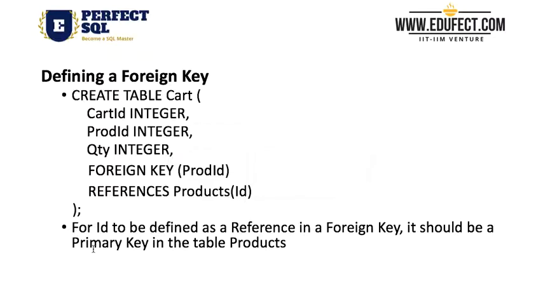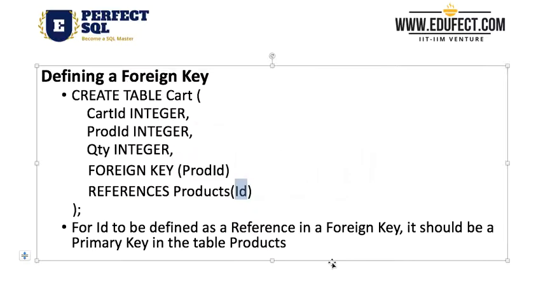Notice there is one constraint or one rule for ID to be defined as a reference in a foreign key. For this ID to be defined as a reference, it should be a primary key in the table products. So it has to be a primary key in the table products for it to be defined as a reference in a foreign key.